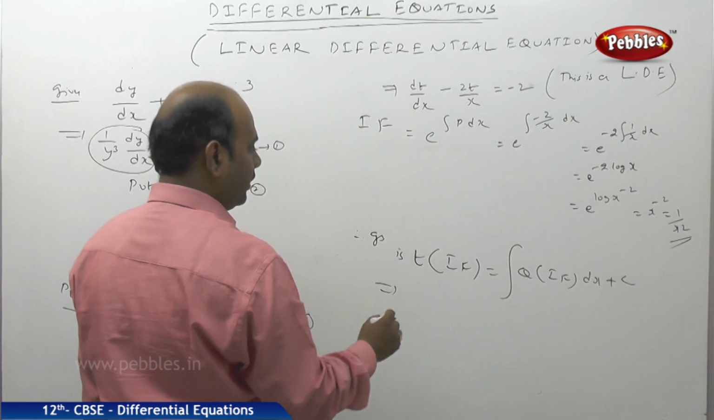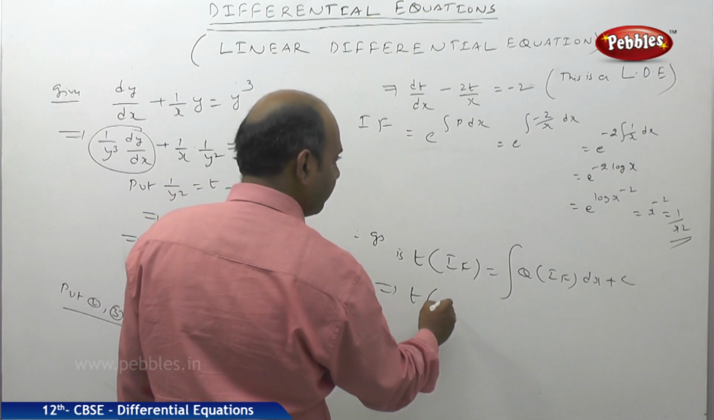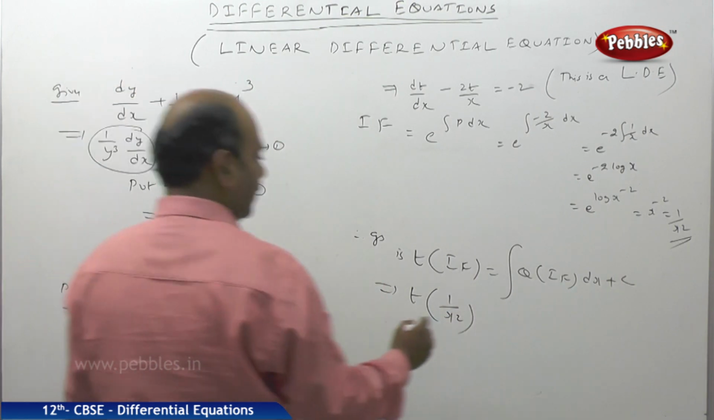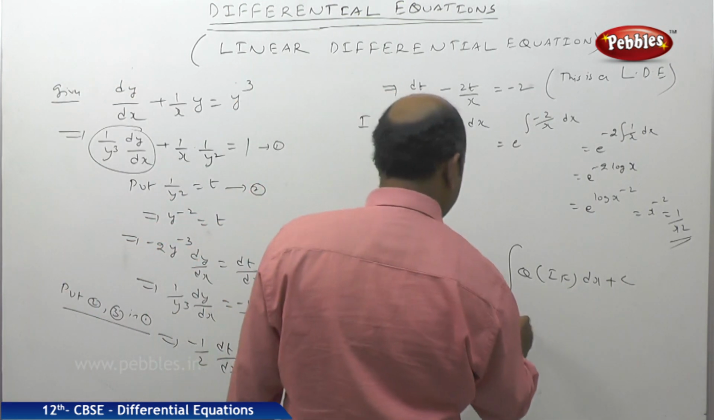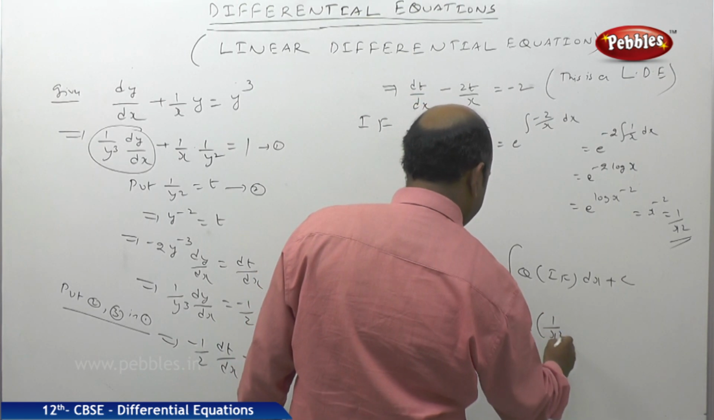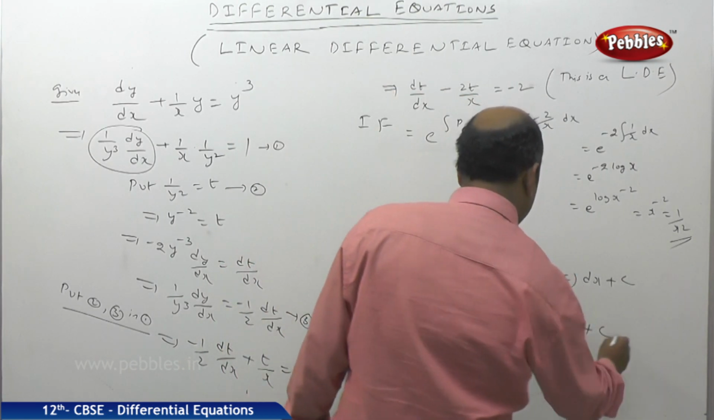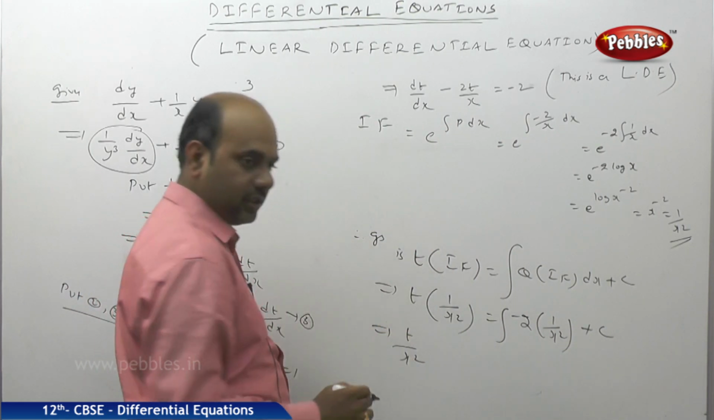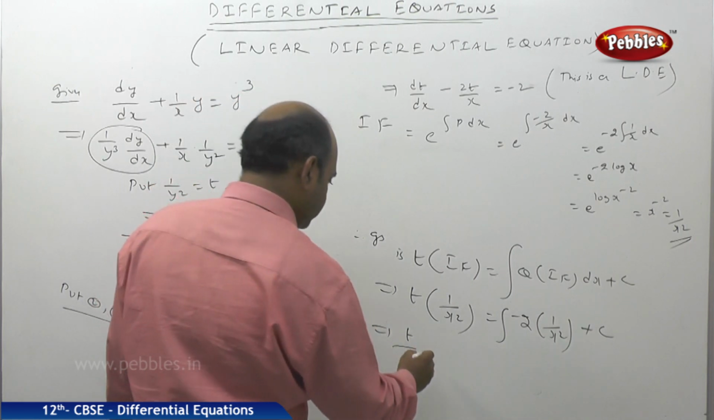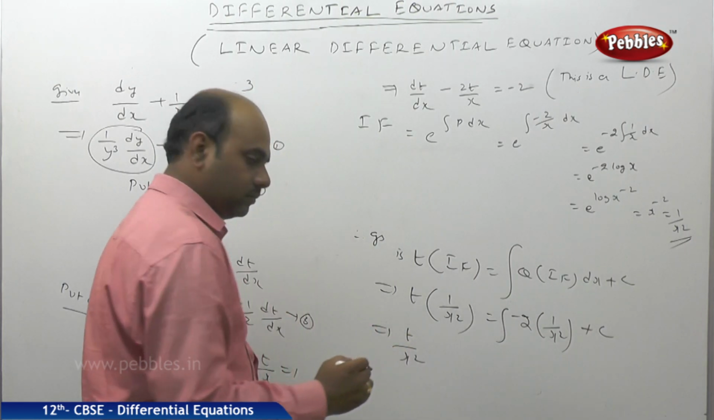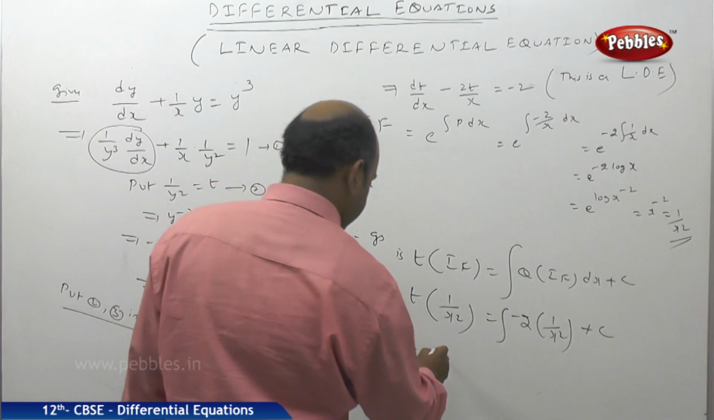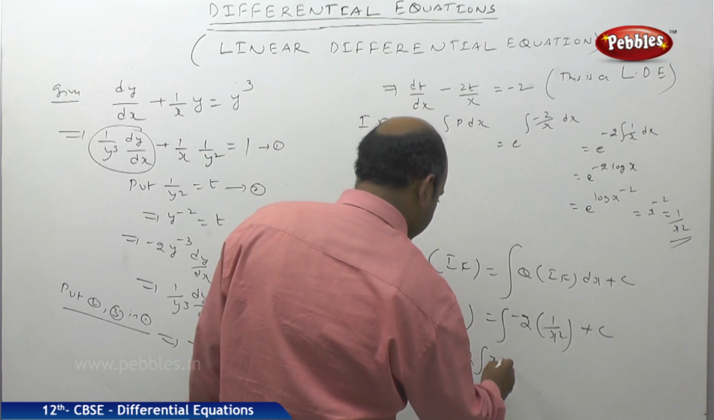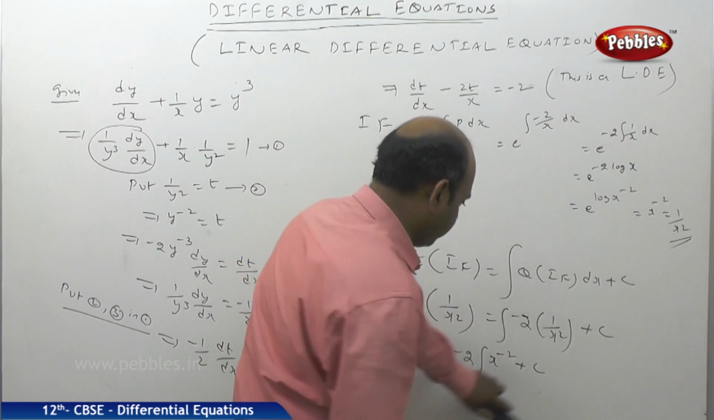So what happens? T means t only. Integrating factor means 1 by x square, and q means minus 2. Integrating factor means 1 by x square, plus c. So finally, t by x square is equal to minus 2 into integral of x power minus 2, plus c.